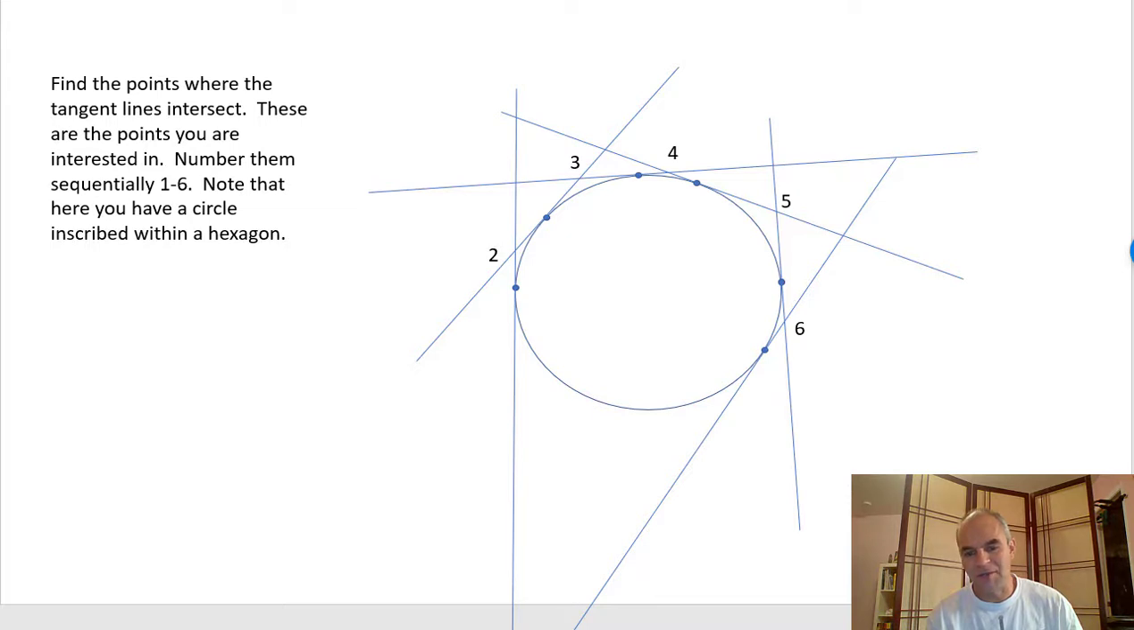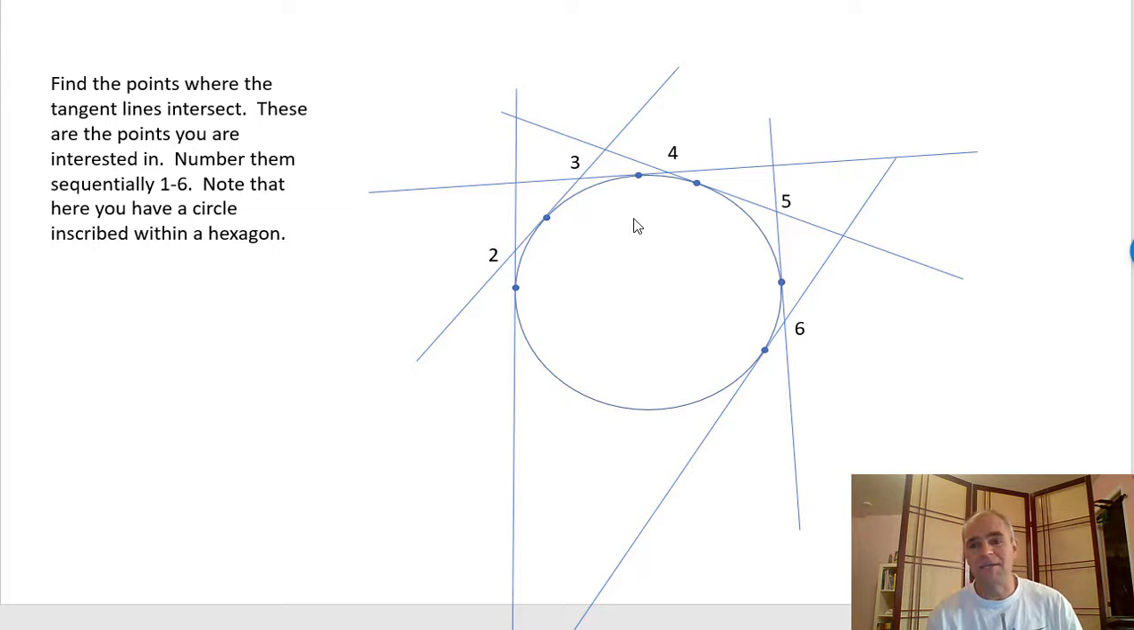There's an intersection all the way out here. It's outside of the range of the page. I'll call that point 1. Point 2 is the next intersection point associated with this line and the next line. Then you have point 3, that line, and that line. And then point 4 is going to be the line that also is part of point 3, and the next line where those two intersect. Then point 5, then point 6. So notice the points are where the consecutive tangent lines intersect.